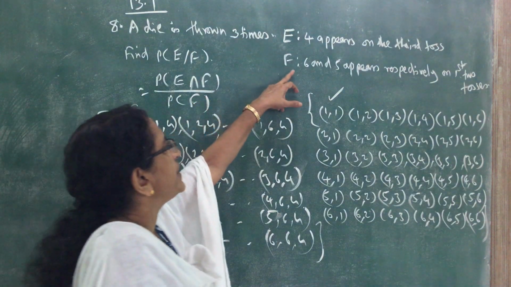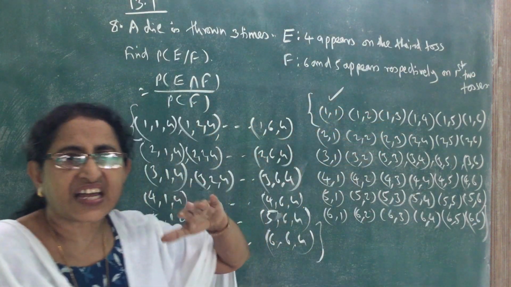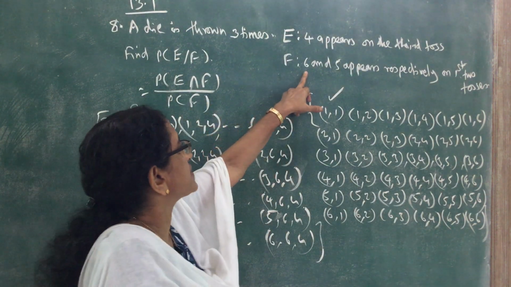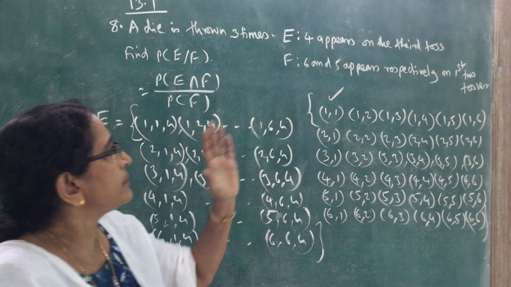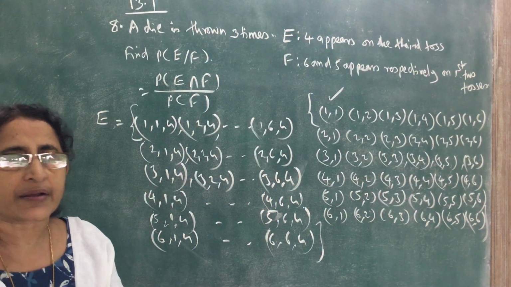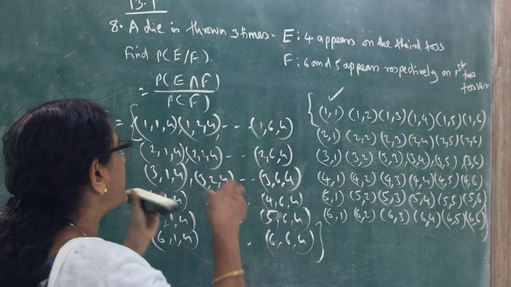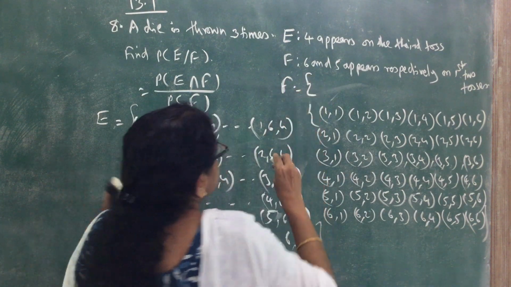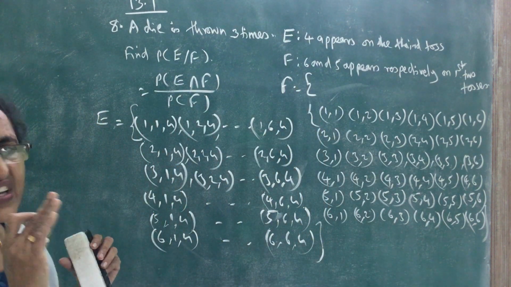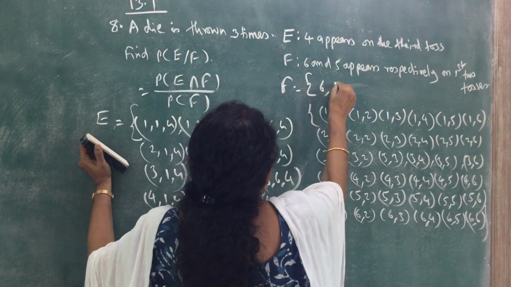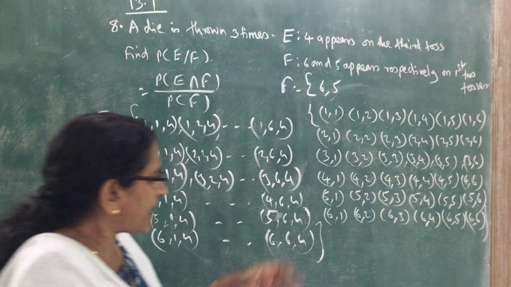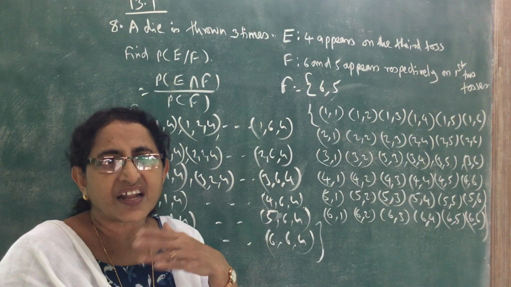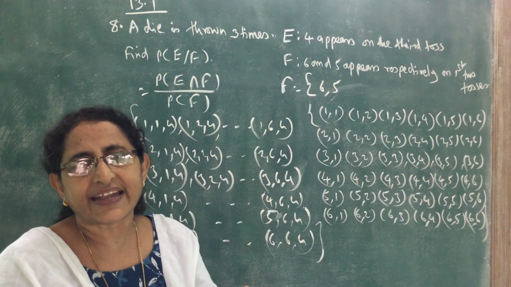Now we want to write F. 6 and 5 appear respectively on the first 2 tosses. That means first toss 6, second toss 5. So the third toss can be any number. So F equals: 6 and 5 appear respectively on the first 2 tosses. We consider only this set, starting with 6, 5; there are 6 elements. 6, 5, 1; 6, 5, 2; like that, 6, 5, 6.